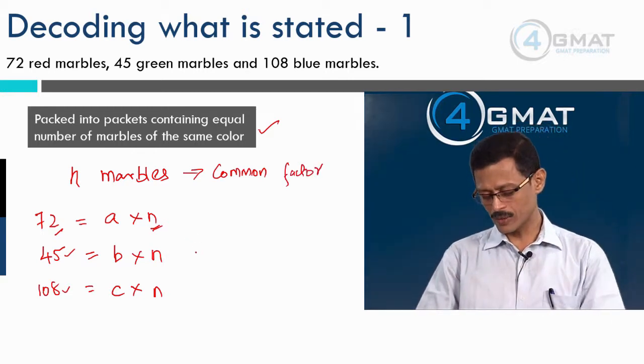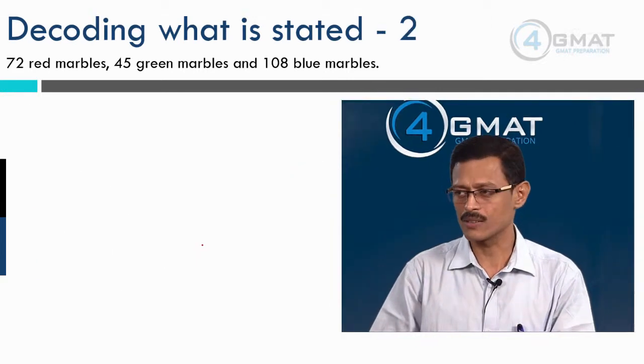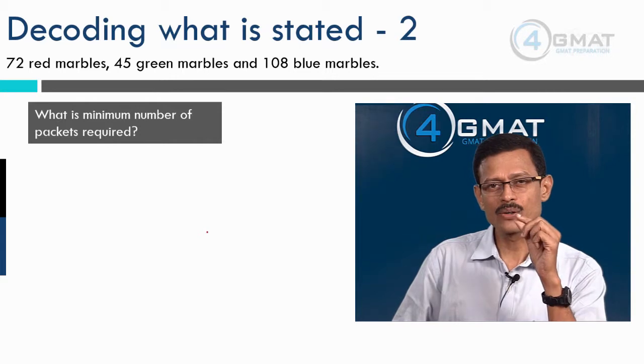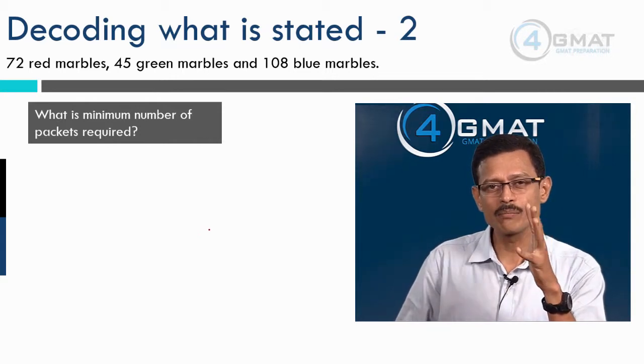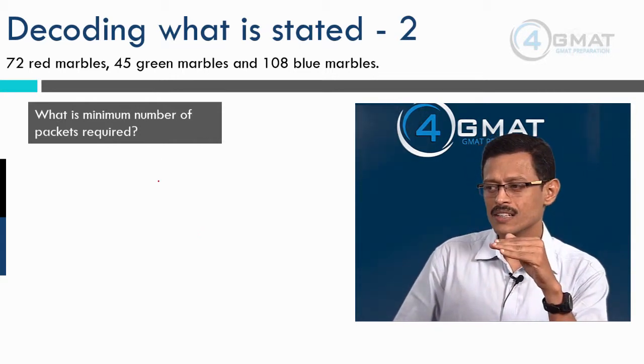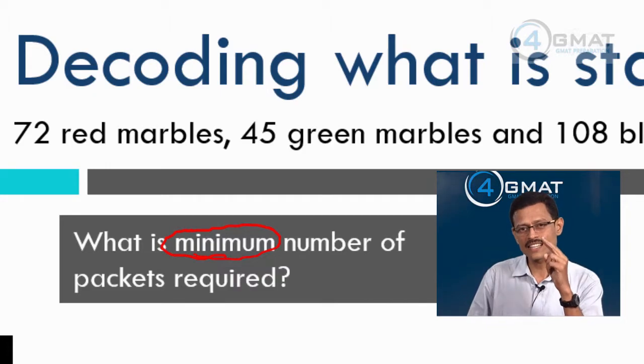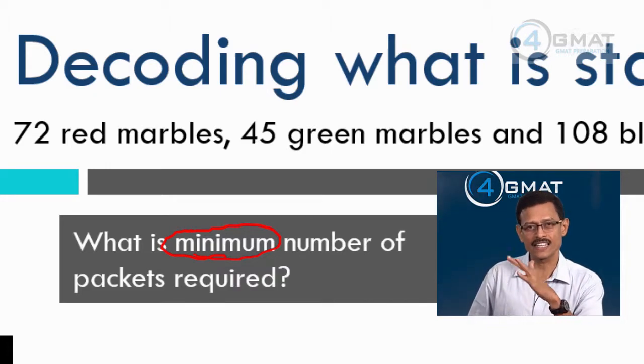There's one more level to be decoded. We'll just move on to the next slide to look at that. The second thing is, what we are trying to find out is not some number of packets into which it can be packed. We're trying to find out what is the minimum number of packets into which we can pack it. That's the second most important thing that's needed to finally crack this question.